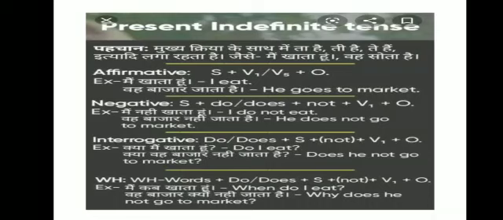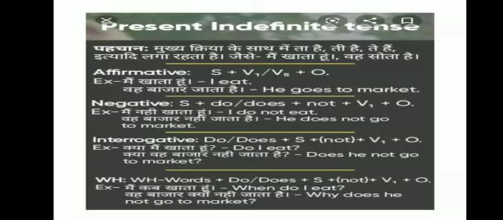So in present tense, in indefinite, we will put subject plus first form of verb plus s or es in singular. If our subject is singular, then we will put subject plus first form of verb plus s or es and then the object. Like he goes to market and I go to market. Okay. Then negative.